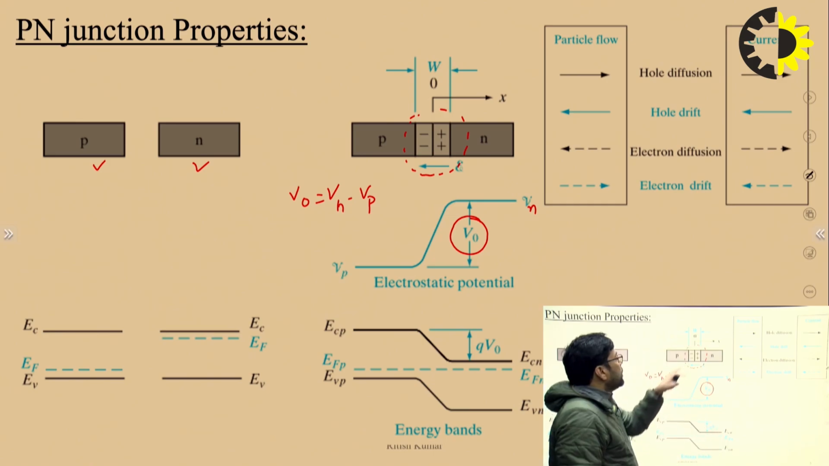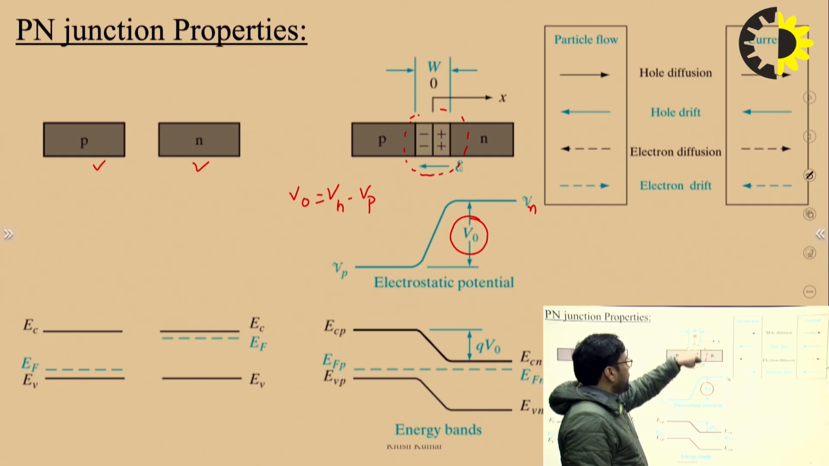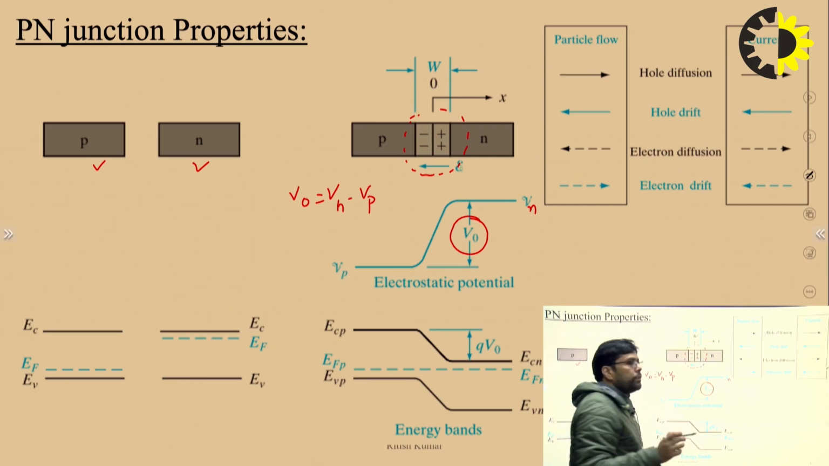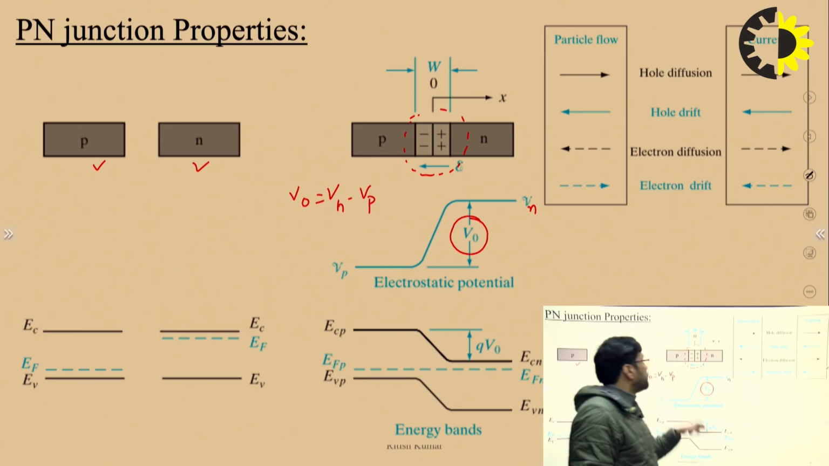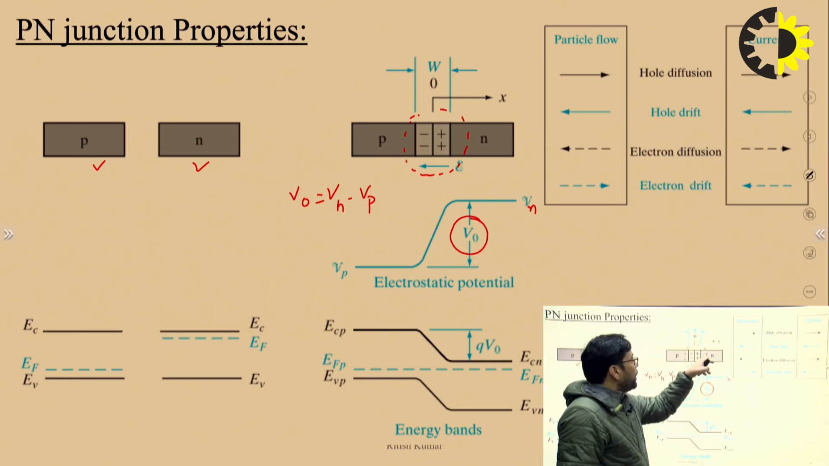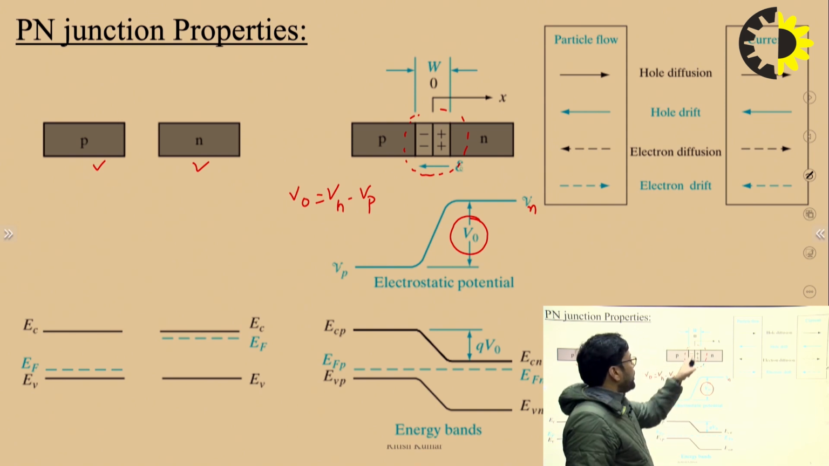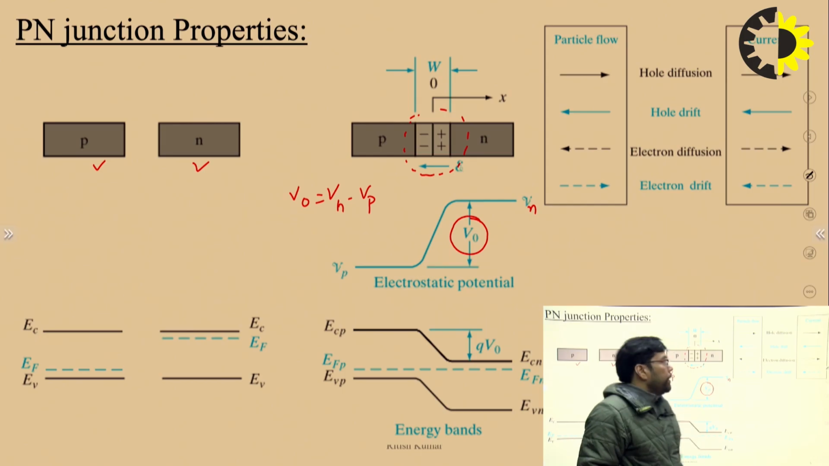So only the immobile charge carriers are present near the junction. In other terms, these are the acceptor ions or donor ions. In the N type, we have donor ions, and in the P type, we have acceptor ions. That's why this is a negative sign and this is a positive sign. And this layer is known as the depletion layer, right?